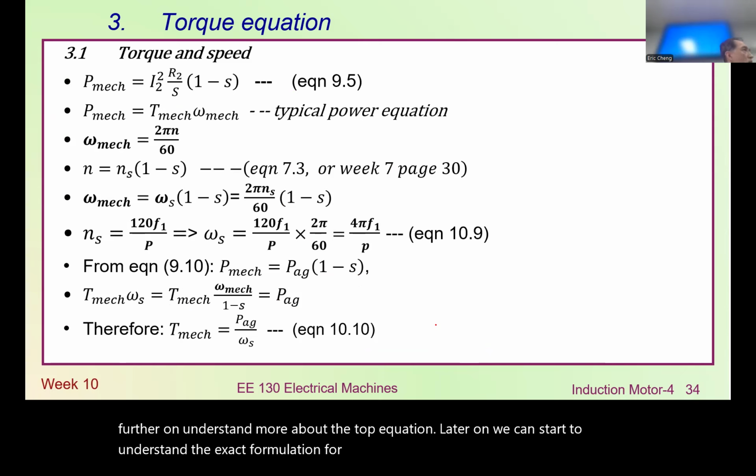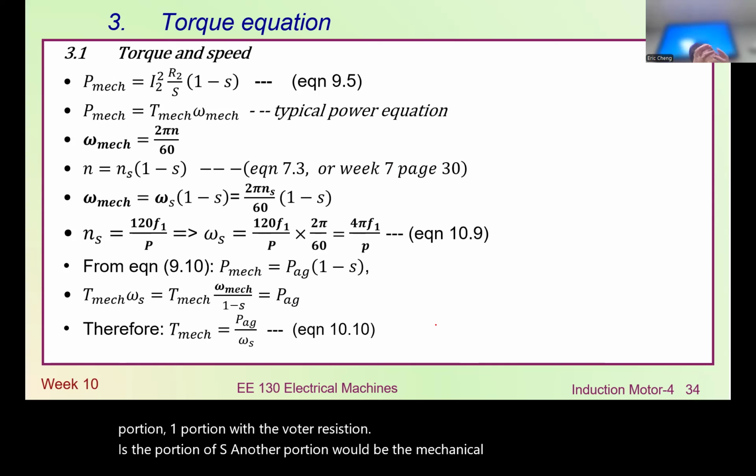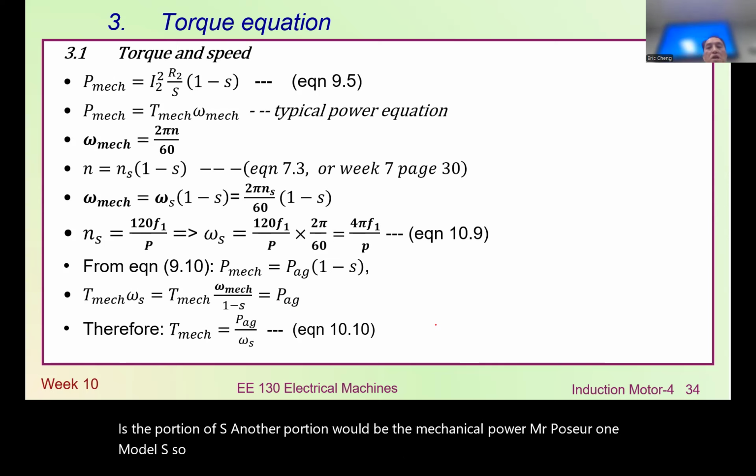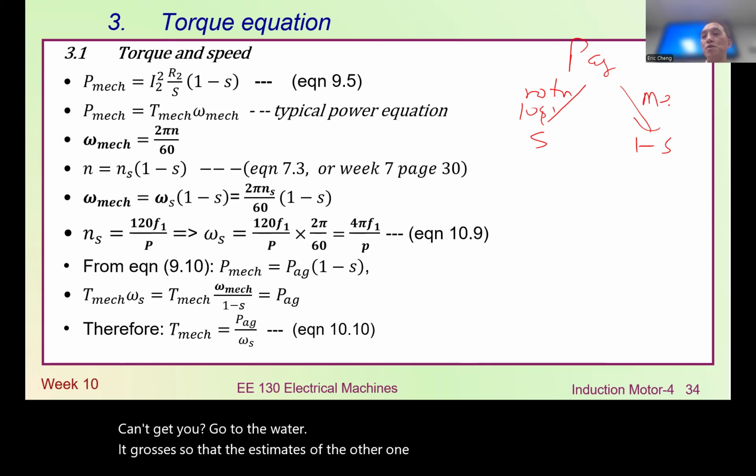So we have the basic information for the air gap power. We have been talking about how the air gap power goes through the rotor and divides into two portions. One portion will be the rotor resistance loss with the portion of s. Another portion will be the mechanical power with the portion 1 minus s. So that's what we know from the previous. The air gap power goes to the rotor losses, which is the s ratio, and the other, 1 minus s, is the mechanical output. So we learn about this.